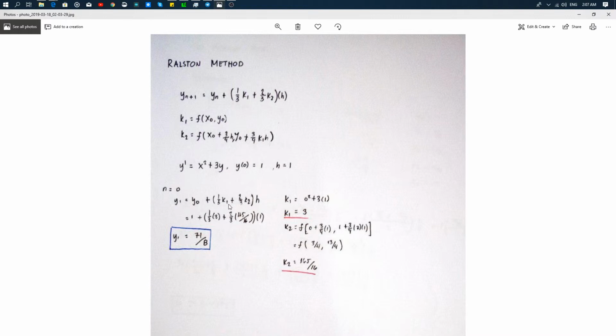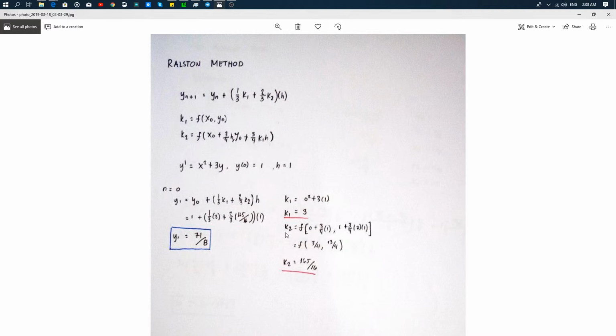So substituting the values, we will find that we don't have the values for k1 and k2 yet, so we'll be doing these solutions. K1 is equal to f of 0, 1, simply substituting the values of x sub 0 and y sub 0 to the x and y variables in the equation, and therefore we have the answer 3.